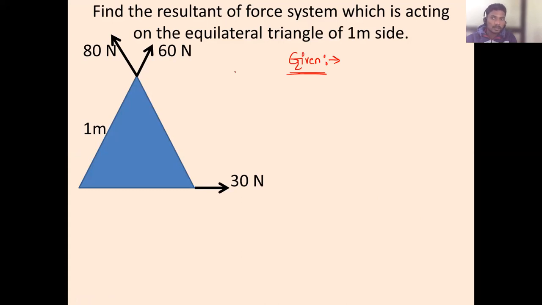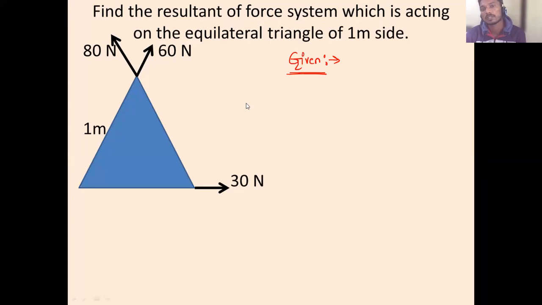Which type of triangle is given? Equilateral triangle. What is the property of an equilateral triangle? All sides are equal, all angles are equal, and all angles are 60 degrees. Very good. Angles are equal, sides are equal.